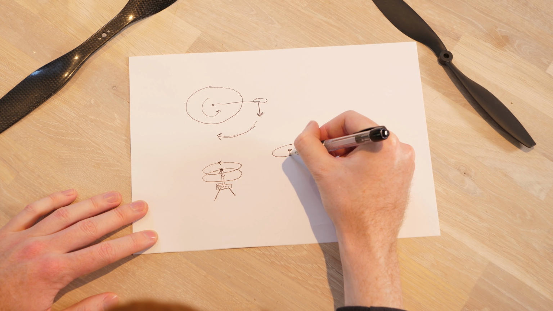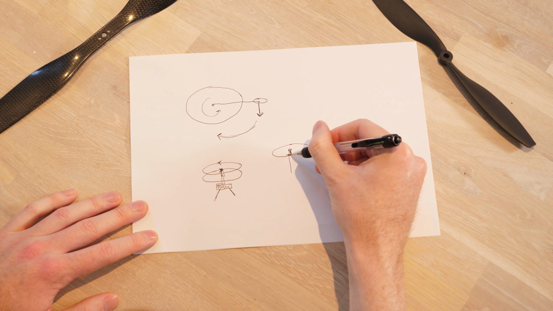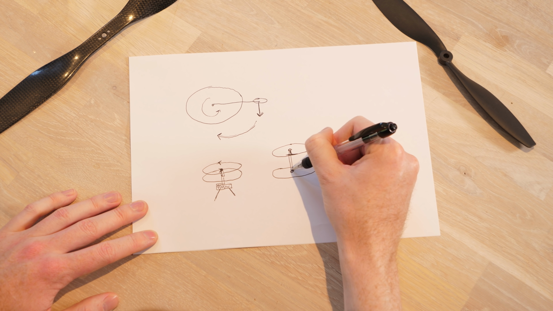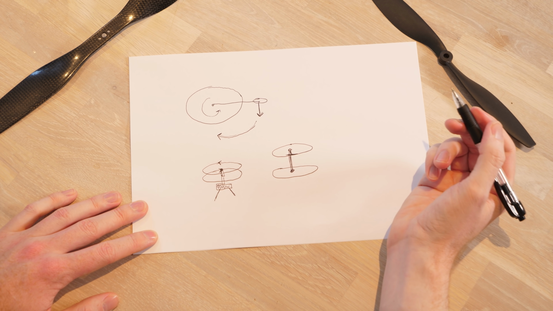The other option is to mount a turbine on top and another turbine underneath the craft, as this will basically achieve the same thing of the torques being counteracted, but we won't need a complex gearbox and shaft system. But there is another issue.